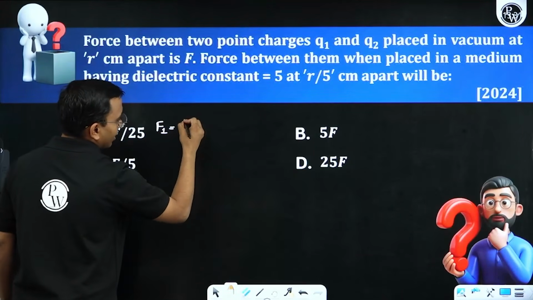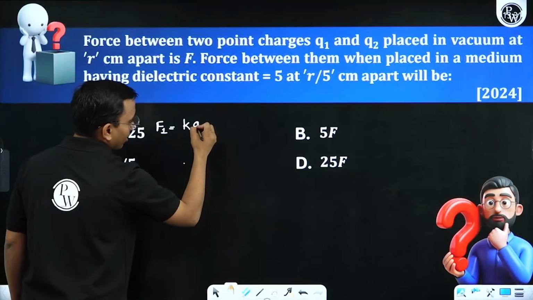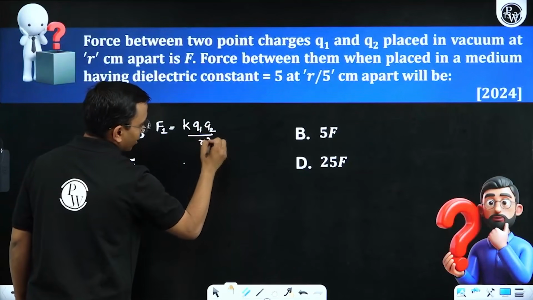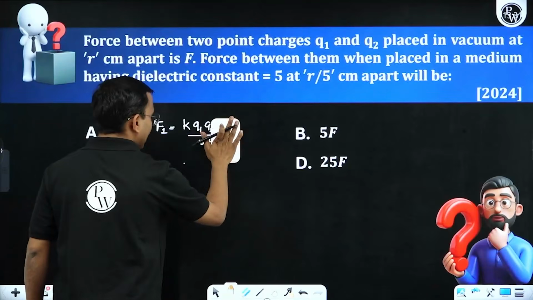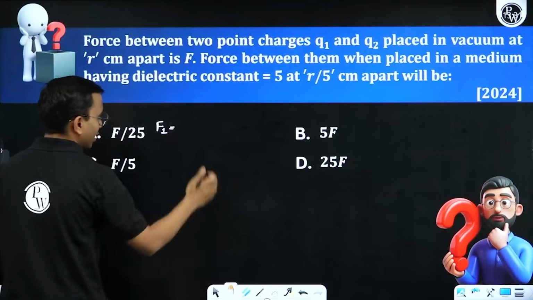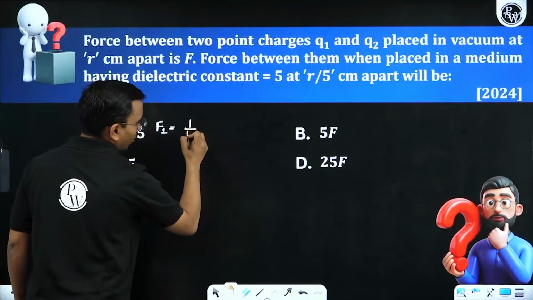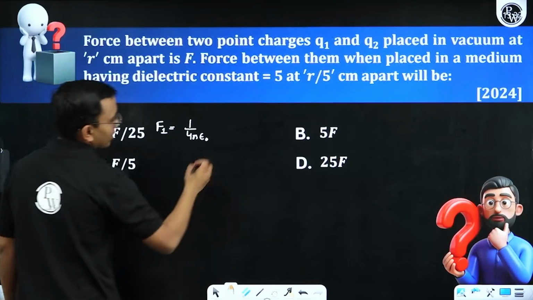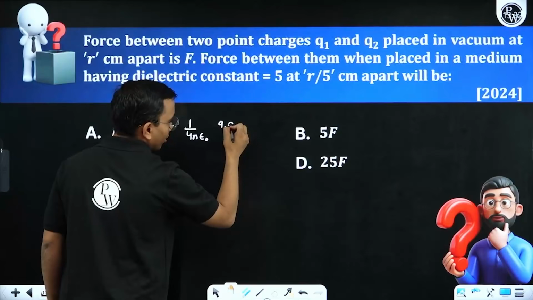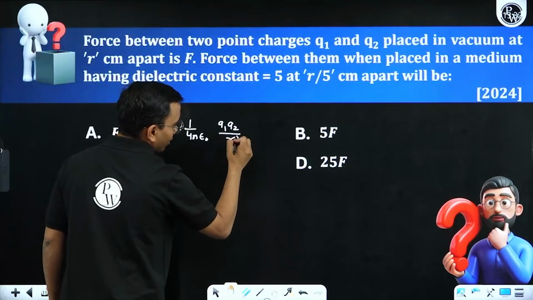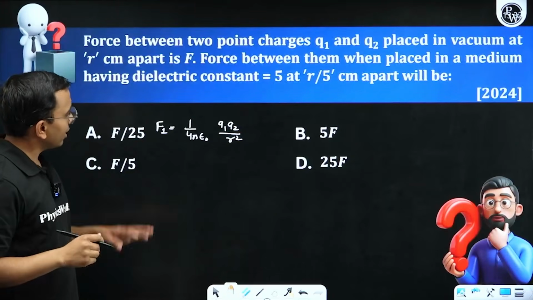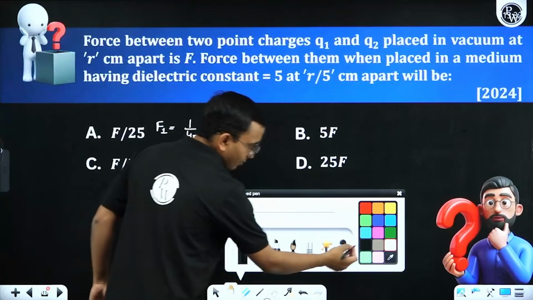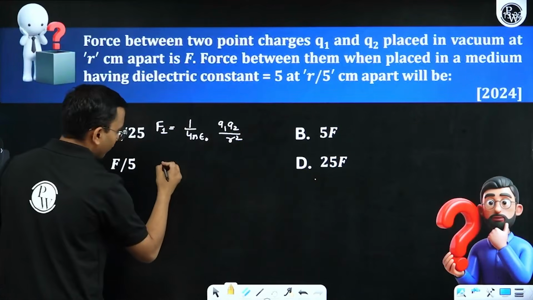So F1 will become K Q1 Q2 divided by R square. Okay, and let me write in terms of epsilon only. So 1 by 4 pi epsilon naught. Charges are Q1 Q2. So Q1 Q2 divided by R square. This was the magnitude of initial force between the two. Now F dash.